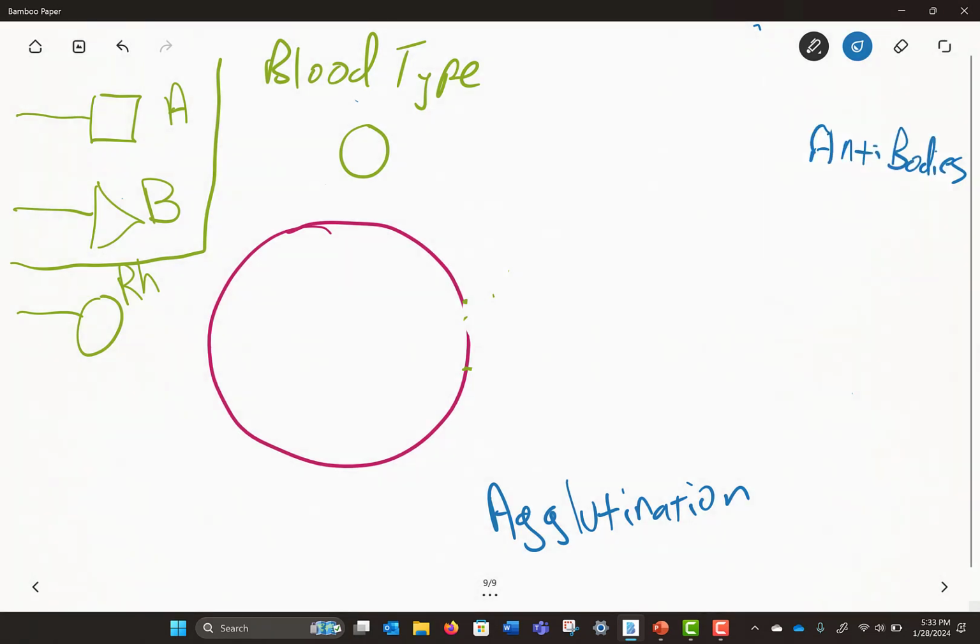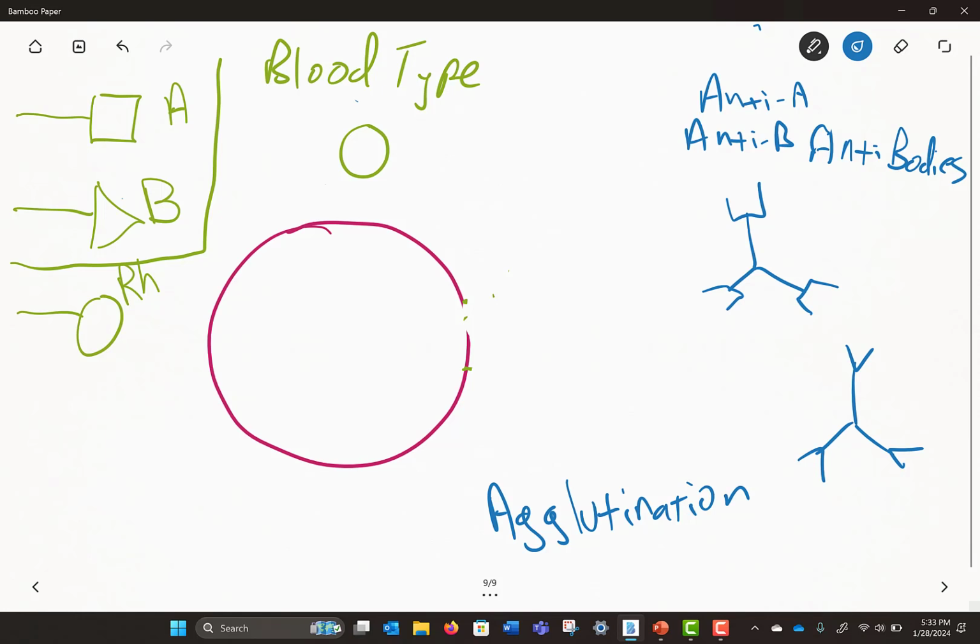What antibodies would they have? Should there ever be any A antigens in their blood? No, there shouldn't. So they would have anti-A antibodies. Should they ever have any B antigens in their blood? No. So they would have anti-B antibodies. They would have anti-A and anti-B antibodies because A antigens and B antigens should never be there.